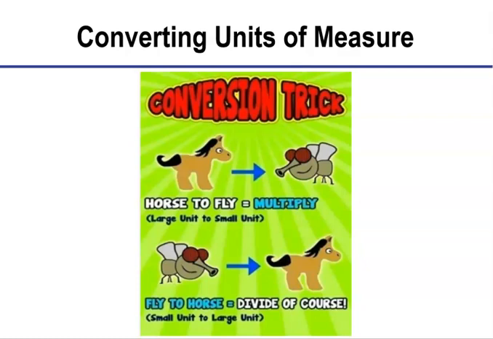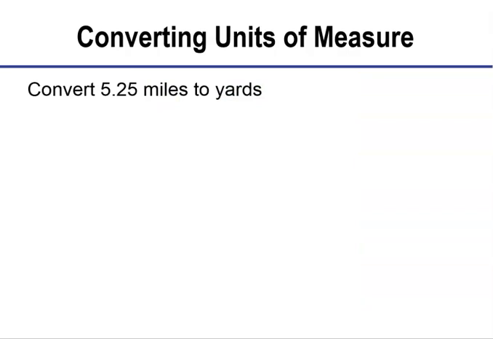This might be something you want to research and put on a bulletin board when you're discussing measurements. So here's our first example. We want to convert 5.25 miles to yards. Okay, so remember our trick.